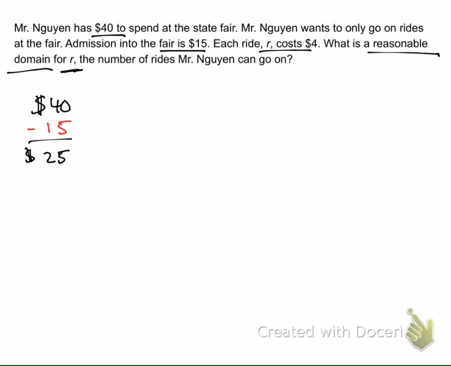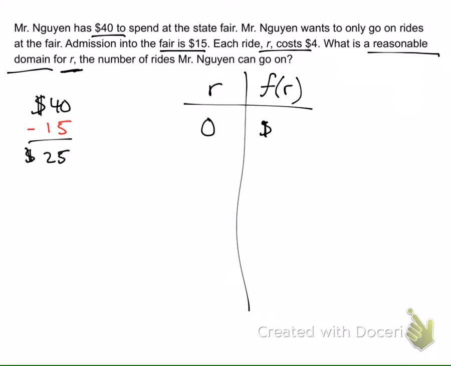So let's just make a table, okay? I know I don't have to go on any rides. So X, well, let's just say R, in this case, R for rides. And then whatever your function of R is, however much it costs. So your rides, I can go 0, right? That means I'll get to keep all my money. I get $25, right? What if I go on one ride? Well, I'll take away 4 from that, right?